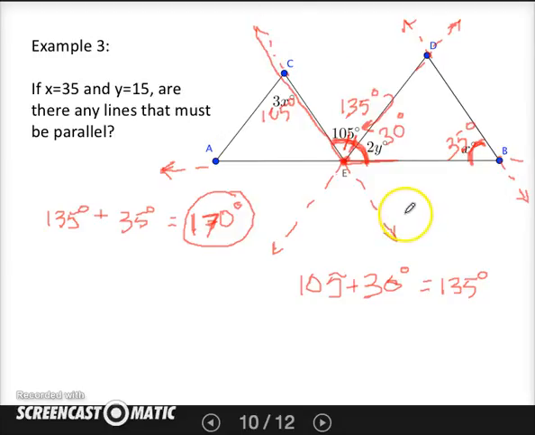But on the previous page in this video, we did show that line AC was parallel to line ED. And that was as far as we could go. We could not prove that line CE was parallel to line DB.